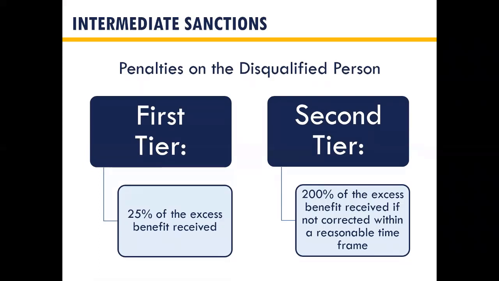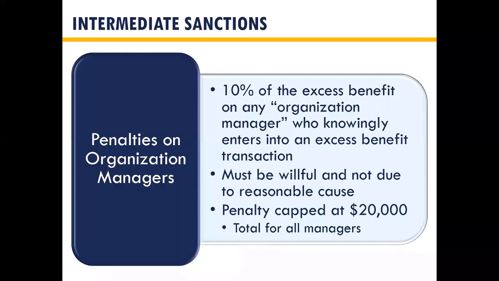So here's a quick look at the potential penalty tiers, and you can see that depending on the size of the transaction, the penalties on the disqualified persons can be quite severe. So those first tier penalties are 25% of the excess benefit received, and the second tier is 200% of the excess benefit received. In addition to the penalties on the transaction participant, penalties can also be assessed on an organization's management team, and those individuals who knowingly enter into the transaction.